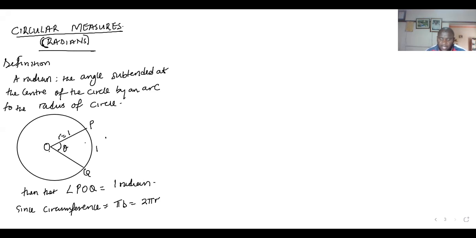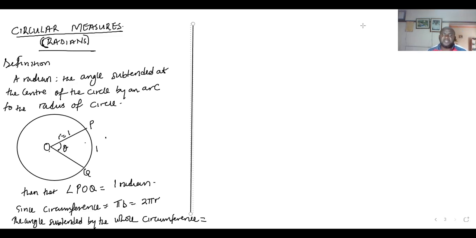Then the angle subtended by the whole circumference is going to be what? What is the angle of a circle? Because the whole circumference is moving through a circle. So if you move through a circle, how many degrees have you covered? 360 degrees. Very good, 360 degrees.